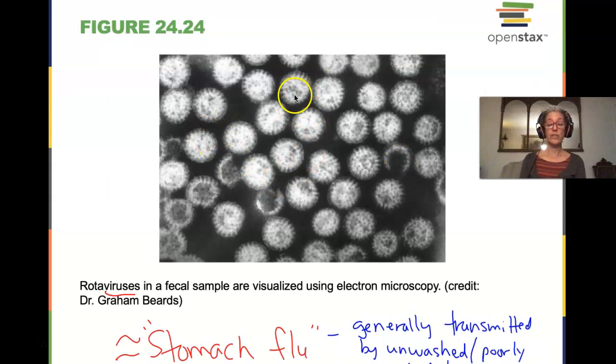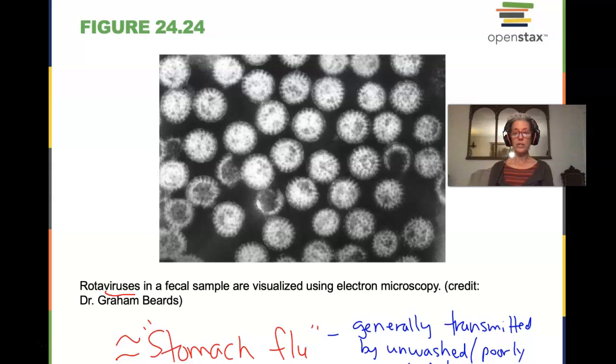Moving on to viruses, this is a rotavirus, and it is from a fecal sample. So once again, fecal to oral transmission, lack of hand hygiene. I'm hopeful that if nothing else, this pandemic will have taught us all the importance of hand washing, not just to prevent coronavirus, but from pretty much anything else that could get into our respiratory digestive system.